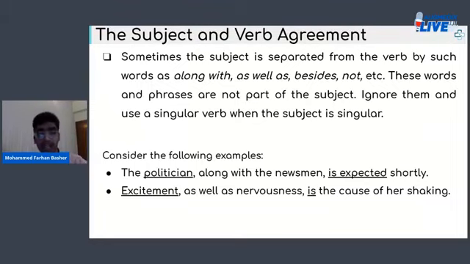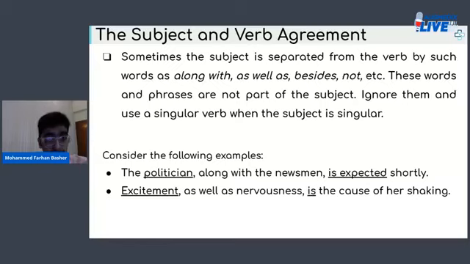However, if we were not to connect the subjects with the help of such connecting phrases as "along with" or "as well as," and rather do it with "and," then of course we would do it differently. We would rather treat both of them together, consider both and treat them as plural, followed by a plural verb, such as: the politician and the newsman are expected shortly. The politician and the newsman are expected shortly.